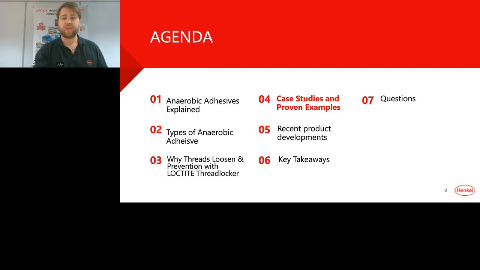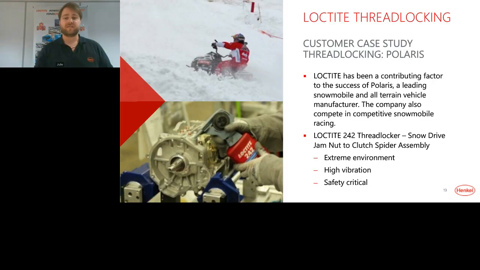Thanks, Julie. So now we're going to look at a few case studies. The first one is Polaris. They're a manufacturer of snowmobiles and ATVs, and they also participate in competitive snowmobile racing. The application that they have here is locking the jam nut to the clutch assembly.